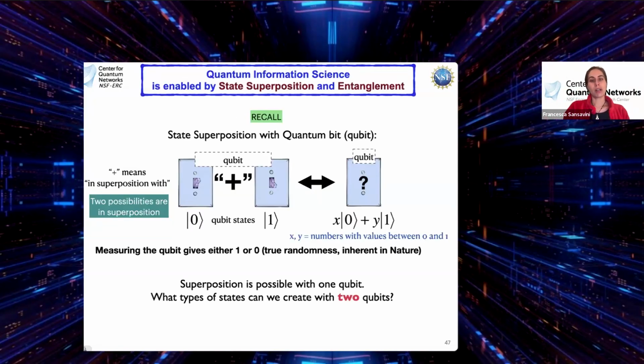Okay, just a small recap slide. We have seen, with this switches picture, what a qubit is. So a qubit can be in 0, 1, or in a superposition of 0 and 1, with x0 plus y1 with the coefficients. We have seen that measuring the qubit gives either 1 or 0, which is true randomness. So this has been done with one qubit, this x0 plus y1. So now it's natural to ask ourselves what type of states we can create with two qubits. So let's try to add more qubits to the equation, 2 qubits or even more.